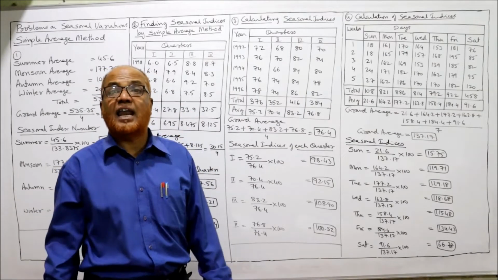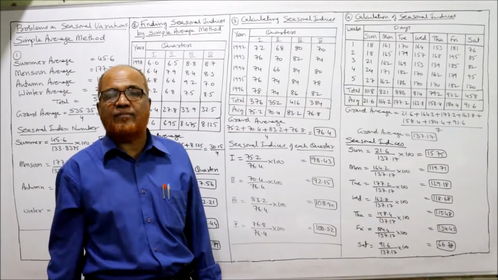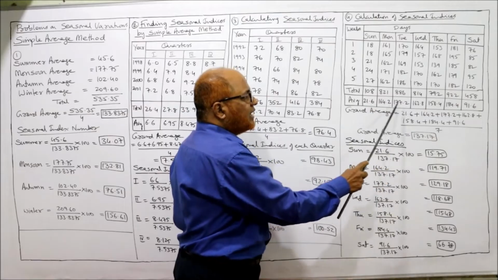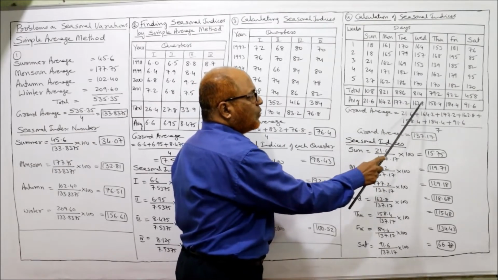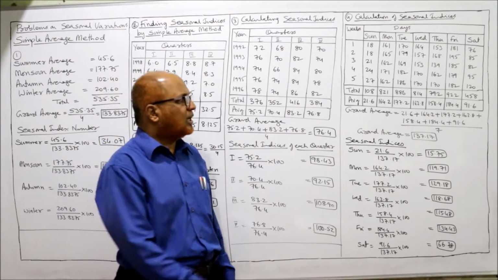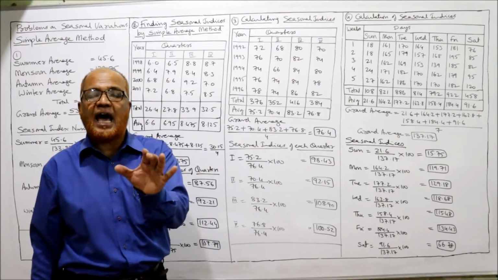Now we can calculate the grand average. Average of averages is called grand average. Take the total of all these averages, divide by 7, because 7 days are there. 1, 2, 3, 4, 5, 6, 7. 7 days of the week. So divided by 7, you will get 137.17 is the grand average.